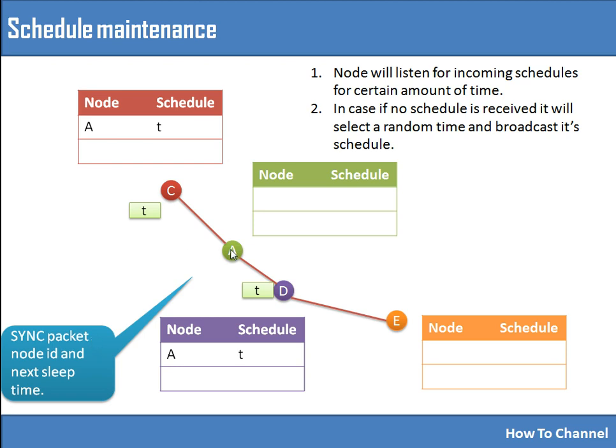So how will a node share its schedule? There is a specific packet that is known as the SYNC packet. In this packet, a node will send its ID and next sleep time. This table is showing one entry: node A is going to sleep after time T.